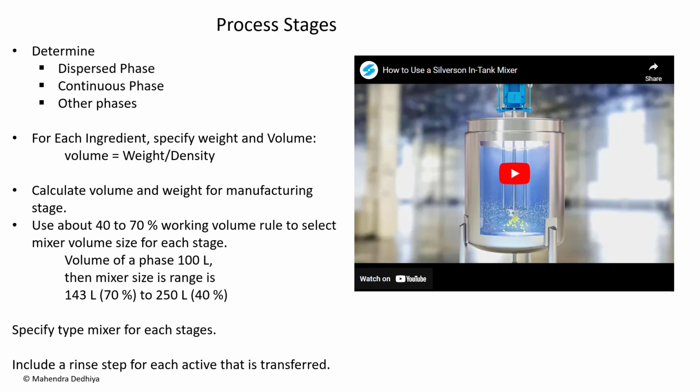For example, if the volume of a phase is 100 liter, then the mixer size is approximately 143 liter to 250 liter. For each step, specify mixer type and tank capacity. Include a rinse step so that the active is completely recovered. Let's look at the video.